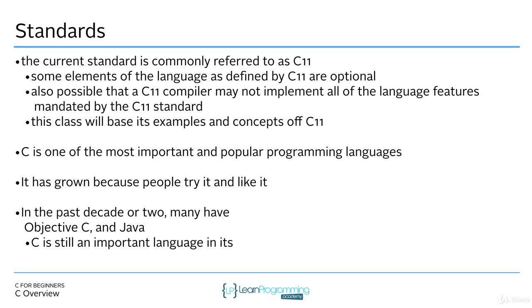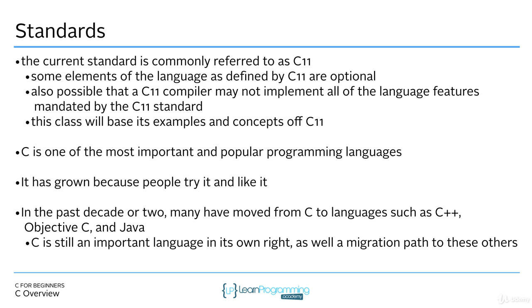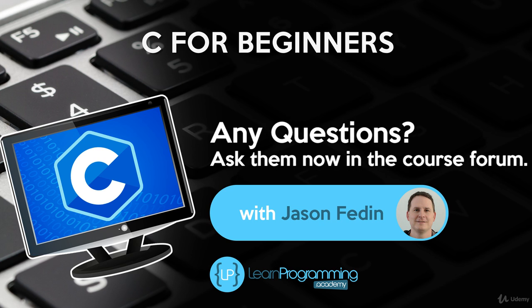It's a developer language. So in the past decade or two, you may have moved from C to languages such as C++, Objective-C, and Java, but C is still important. And again, I'm beating this to death, but it is important. By learning C, you can easily migrate to these other languages as well. So for all these reasons, this is why you want to learn C. A basic introduction, a little bit about the standards, a little bit about the history, and now we'll dive into more details of the programming language.